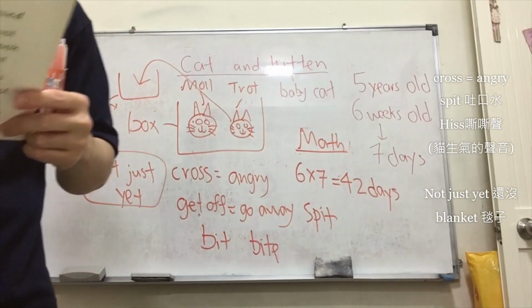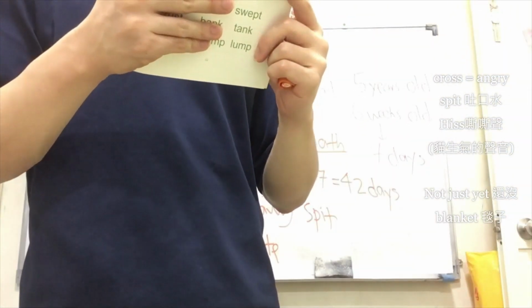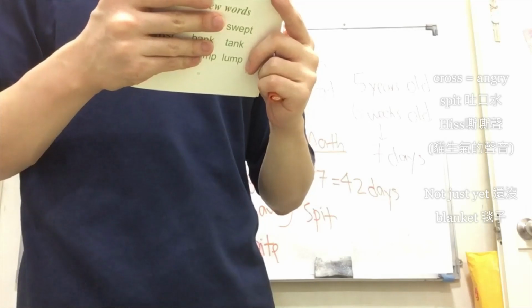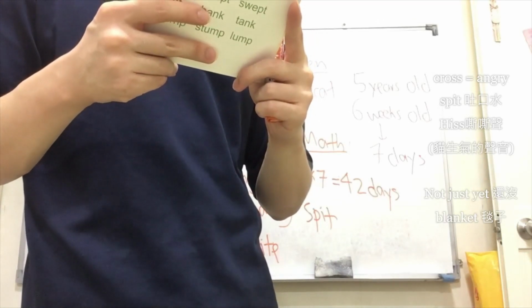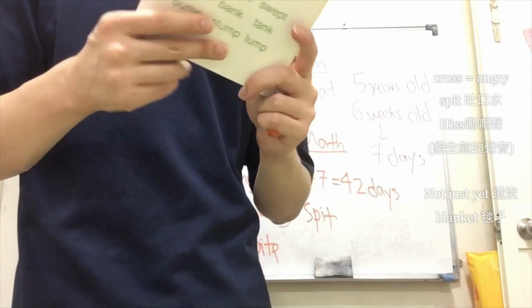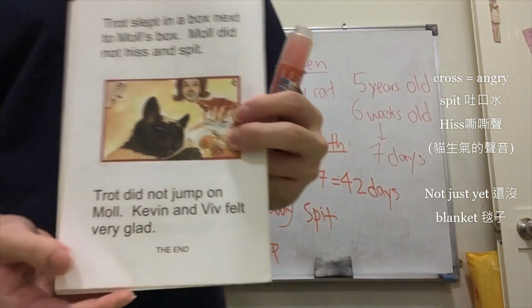Okay, so on the last page, Trot slept in a box next to Moll's box. Moll did not hiss and spit. Trot did not jump on Moll. Kevin and Viv felt very glad.